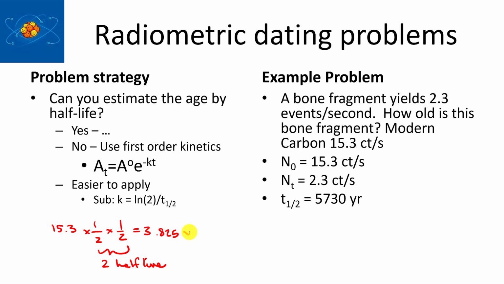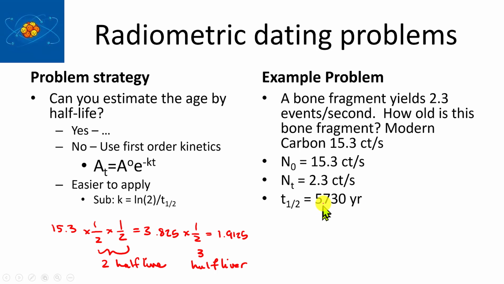If you do another half-life, this is 3 half-lives, right? Then you get 1.9. So this is 3 half-lives. Right off the bat, you notice how 3.825 is above 2.3 and 1.9125 is below 2.3. I know that this is between 2 and 3 half-lives old.